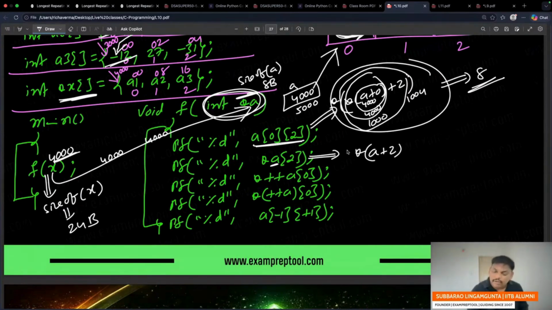After this star will be there. One more star. A of 2 place this K. Afterwards star there. Now execute properly. A is 4000 plus 2 plus 2. A is 4000. Right? Plus 2.